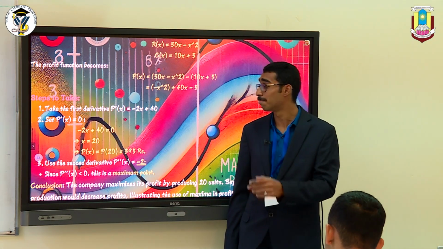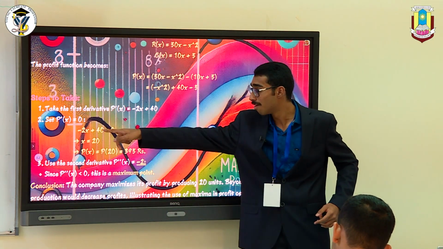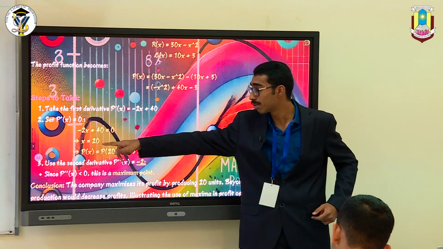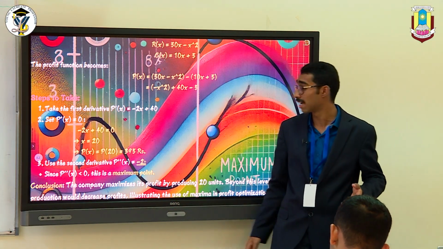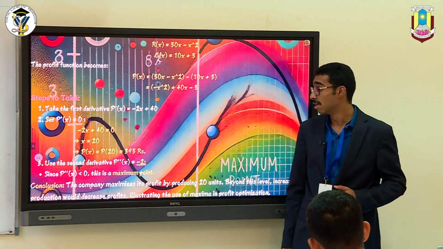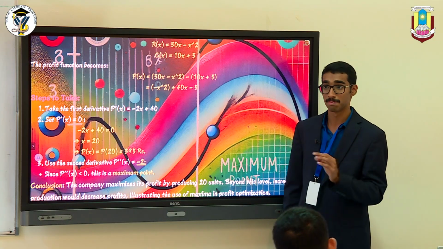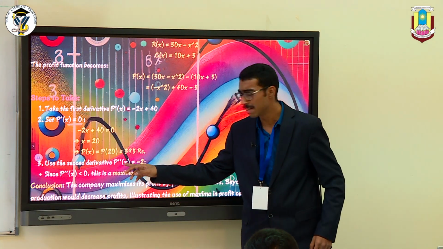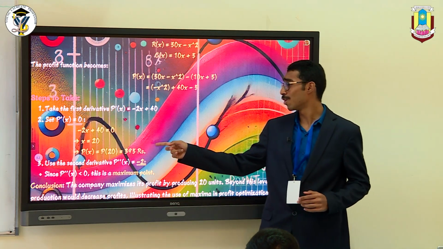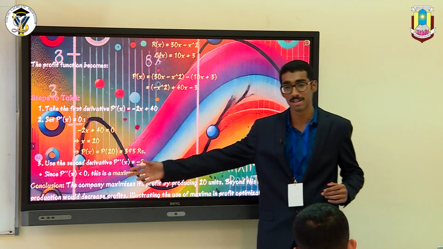Now to get the critical points, set p dash x to 0. You set this to 0, 40 goes to this side, minus 2x is equal to minus 40, the negative sign gets cancelled, x is equal to 20. Now this is the value we got. Now to check if this is maxima or minima, you use the second derivative, p double dash of x. I am not using the first derivative here because it's usually time consuming, so I go with the second derivative.